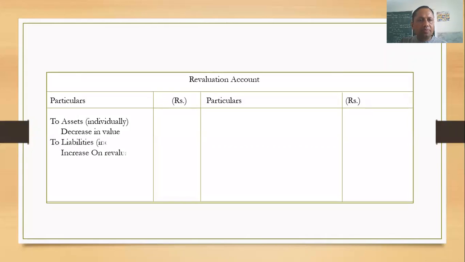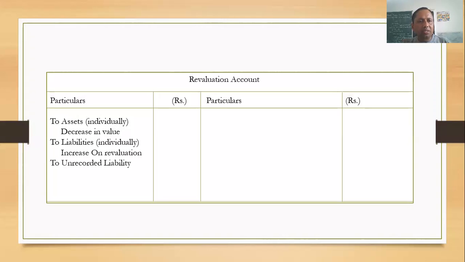The next point is when an asset is decreased and liabilities increase. When liabilities increase, it is shown on the debit side of the revaluation account. If creditors are 10,000 and are paid 10% more than the book value, that 10% is 1,000. So the liability is increased by 1,000, and the amount which is increased, 1,000, is shown on the debit side in the revaluation account.